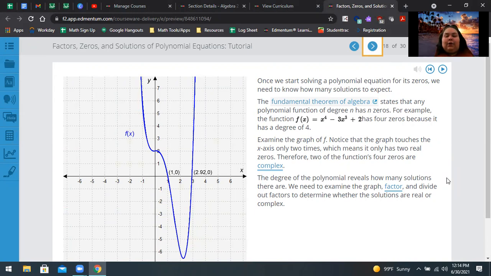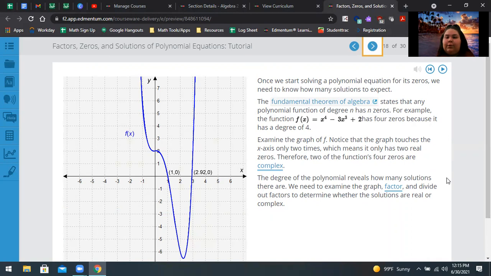So it says examine the graph of f. What they did is that x to the fourth power minus 3x cubed plus 2 is graphed for us on the left-hand side. If you take a look at it, does it touch your x-axis 4 times? If you're counting, it should count 2. So it doesn't match what happened there. Notice that the graph touches the x-axis only 2 times, which means it only has 2 real solutions. Therefore, two of the function's 4 zeros are complex. So we have 2 real solutions, and then there must be 2 complex.